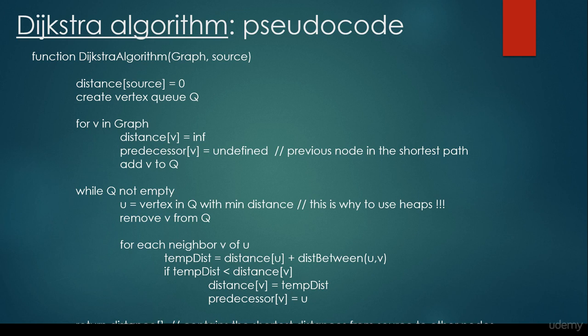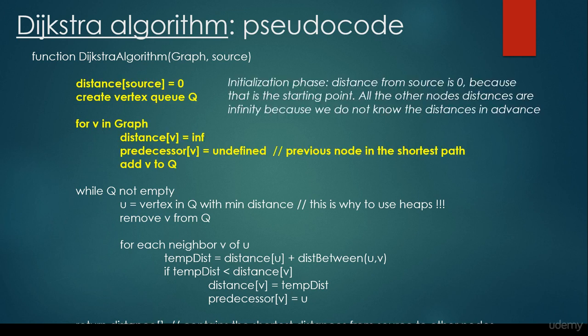We iterate through every vertex in the graph. We set the distance equal to infinity. This is the so-called initialization phase. Distance from the source is 0 because that is the starting point, and all the other nodes' distances are infinity because we don't know the distance in advance. So it is unknown. Basically, infinity is a guess, and because no number is greater than infinity, it is a good guess. Then we set the predecessor for v to be equal to undefined, so the previous node in the shortest path is not known in advance. And we add every single vertex of the graph to the queue.